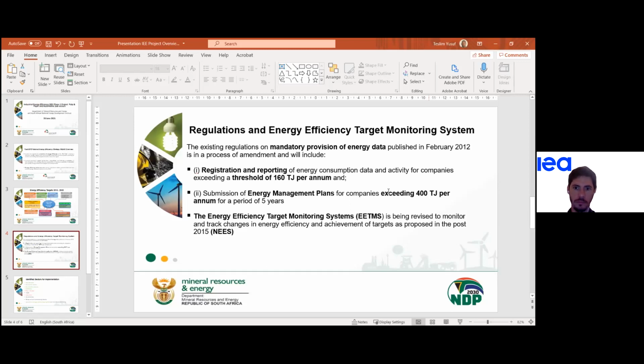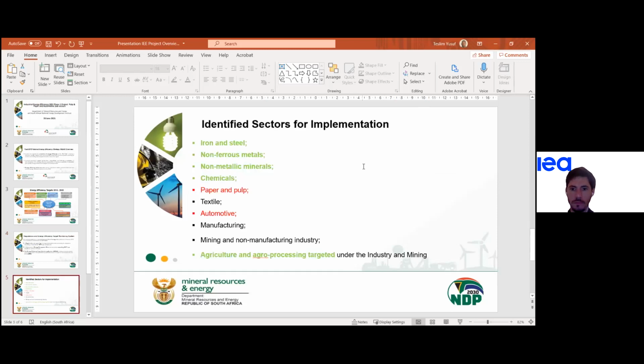In some areas, they've already started collecting data, like in your iron and steel, your non-ferrous metals, your non-metallic minerals, and your chemicals. We still have a gap in pulp and paper and automotive, and a bit of gap in textiles and manufacturing.